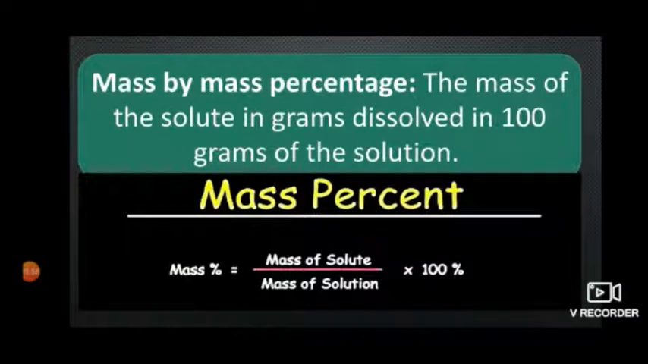Mass by mass percentage. The mass of solute in grams dissolved in 100 grams of solution is called mass by mass percentage. It can be calculated using the formula: mass of solute in grams divided by mass of solution, multiplied by 100.